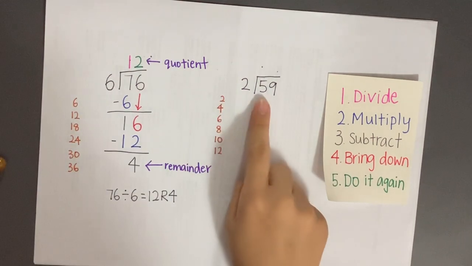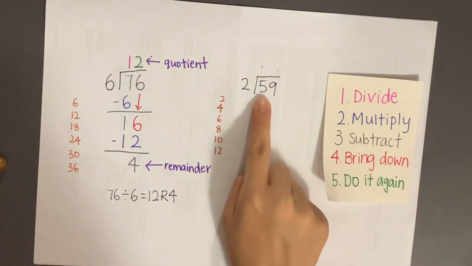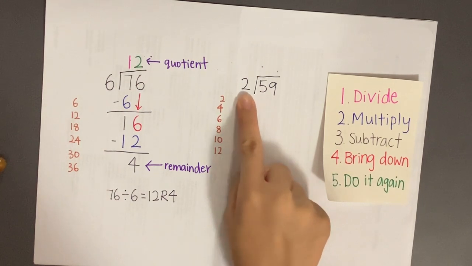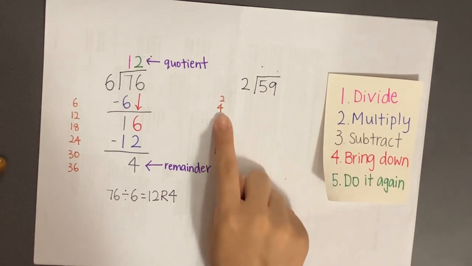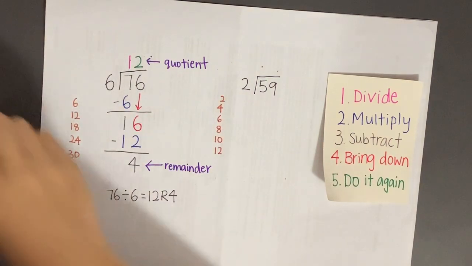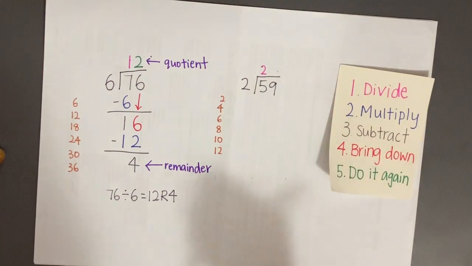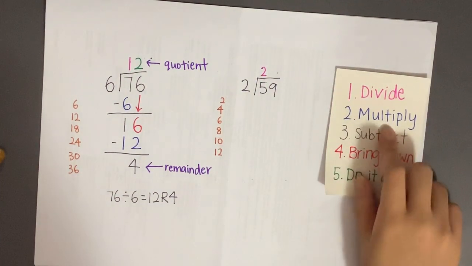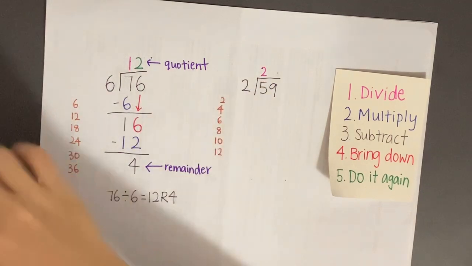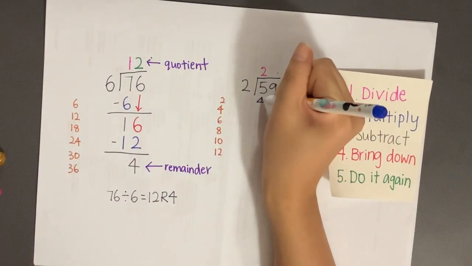So, which number is the closest to 5, which is smaller than 5 and can divide by 2? It should be 4. What is 4 divided by 2? 2. So I put it at the top. 2. Second step, I multiply. 2 times 2 is 4. I work my way downwards. I put it 4.